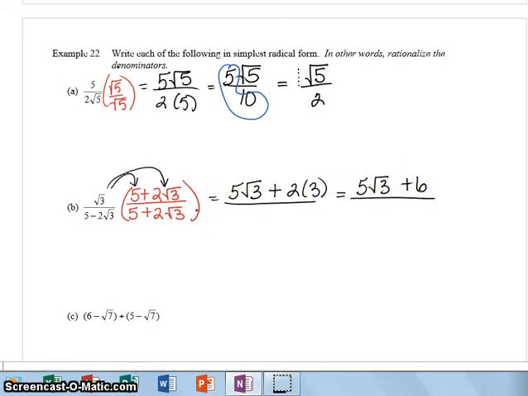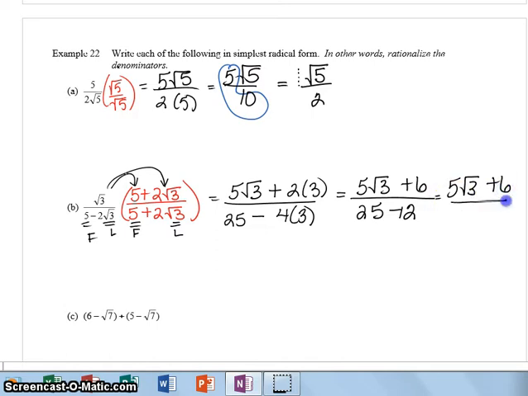Okay? On the bottom, because they're conjugates, you only have to do first and last. First, I'm going to get a 25. In my last, I get a negative sign, because one's positive, one's negative. I have 2 times 2 is 4. And then radical 3 times radical 3 is just 3. So I'm going to end up with 25 minus 12. Okay, so I'm going to get 5 radical 3 plus 6 over 13. And again, just make sure 5 and 13 don't reduce, or 6 and 13.